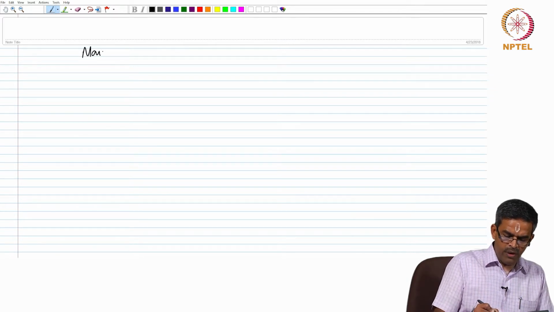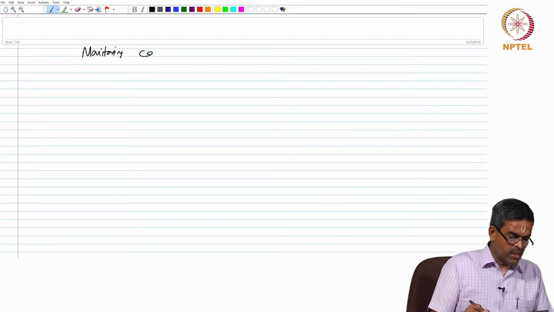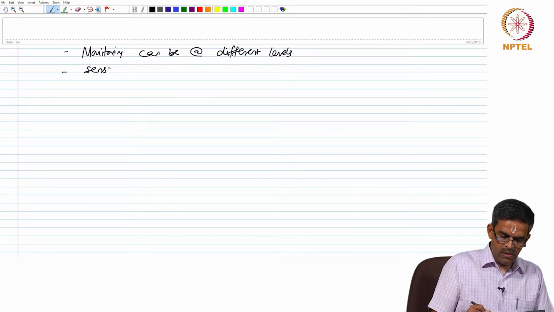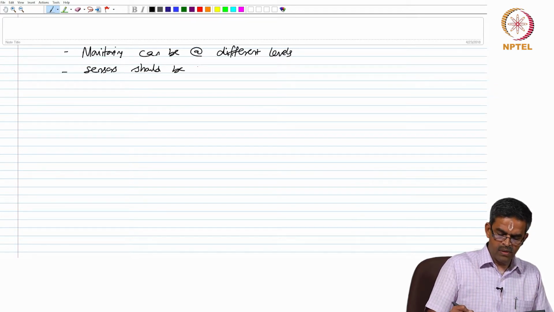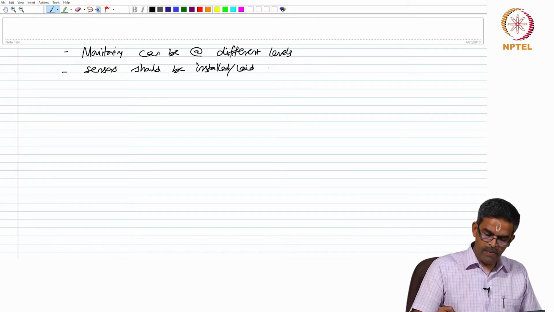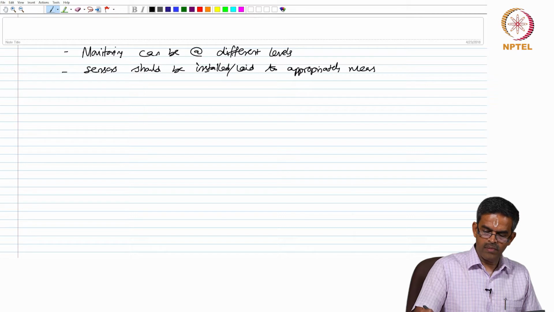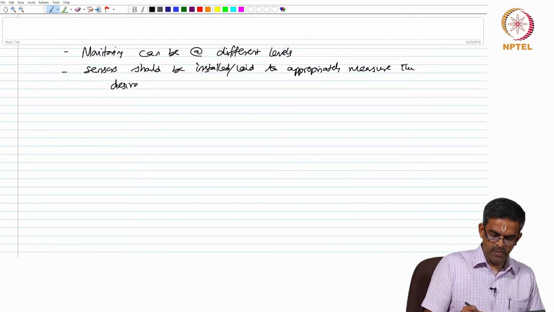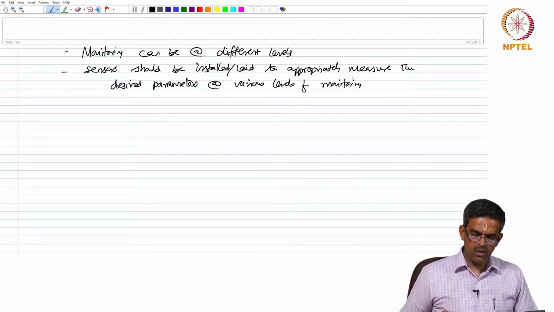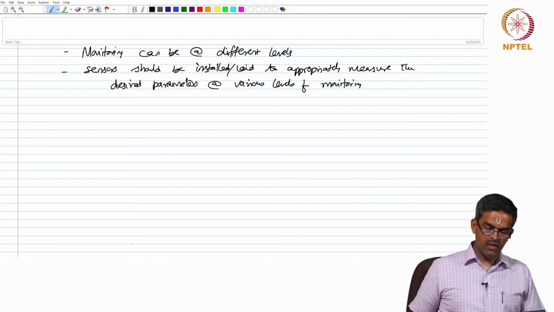Now, when we talk about monitoring using sensor networking, monitoring can be done at different levels. Therefore, sensors should be installed or laid to appropriately measure the desired parameters at various levels of monitoring. So, naturally all sensors do not apply to all levels of monitoring. First, let us understand what the various levels of monitoring are.